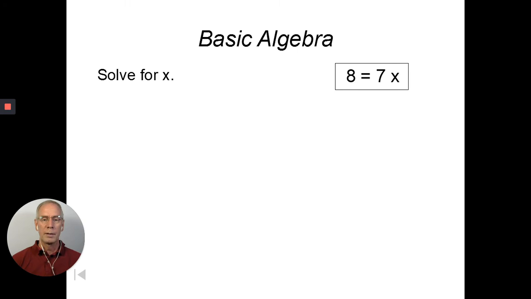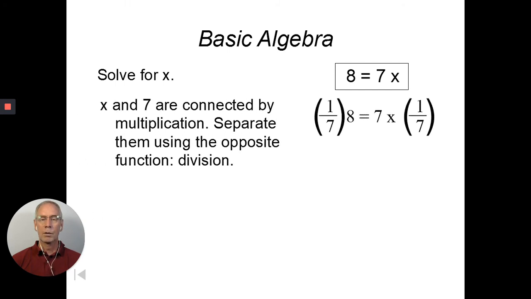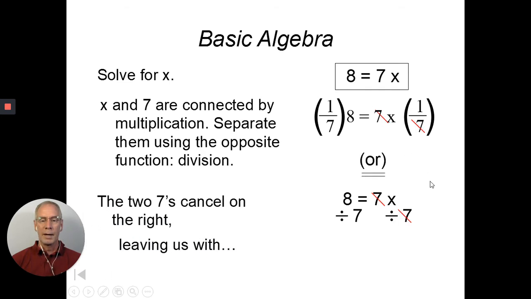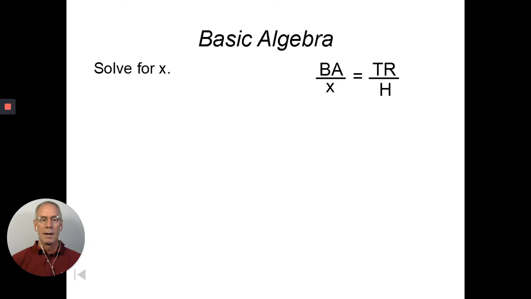If we want to do this one, 8 equals 7x. To solve for x, you're going to have to divide both sides by 7 in this case, or multiply by 1 over 7. When you do that, the 7 here and the 7 here cancel, and of course x equals 8 over 7. And you can leave it that way. You don't have to have it say 1 and 1/7. I don't care. This is fine. x is 8/7.